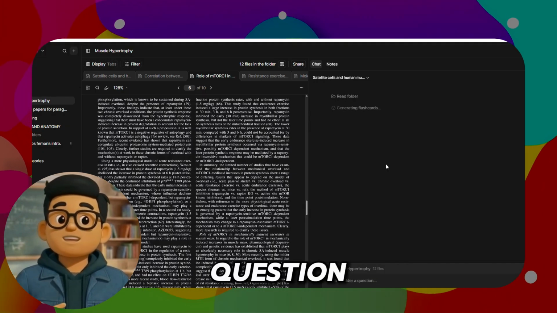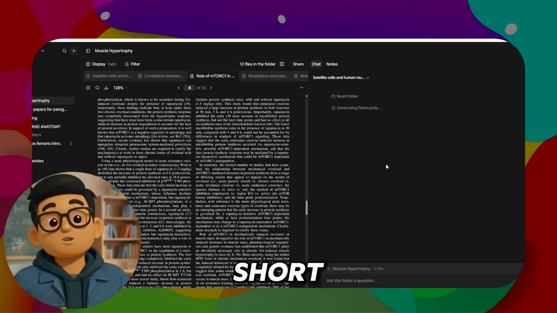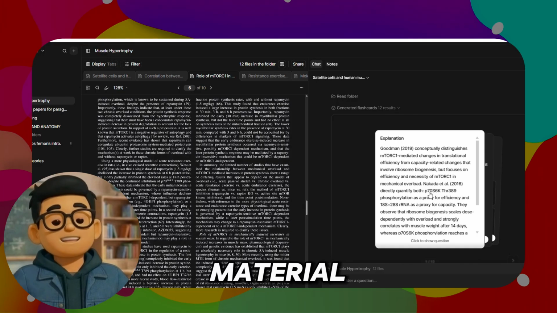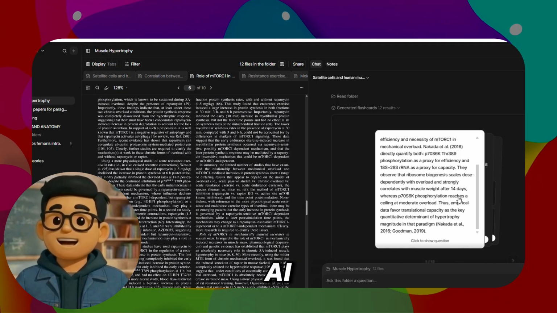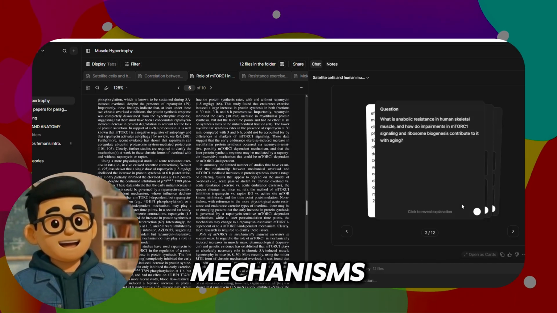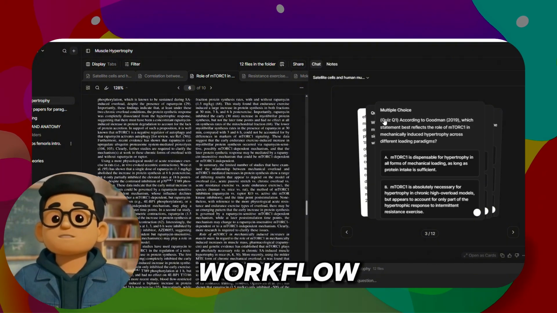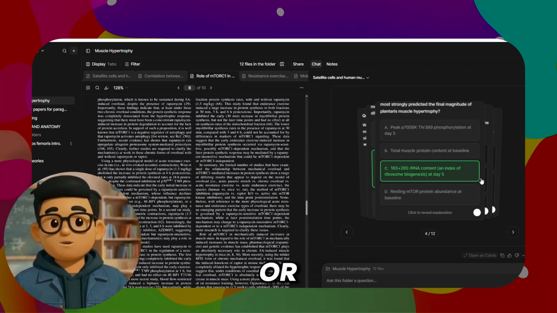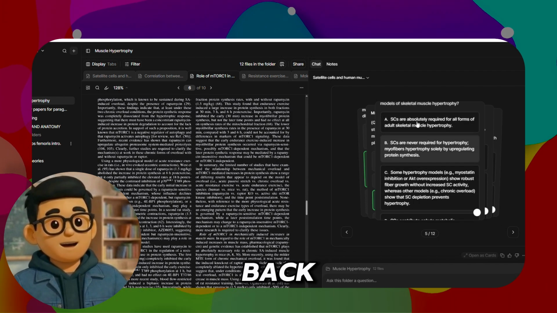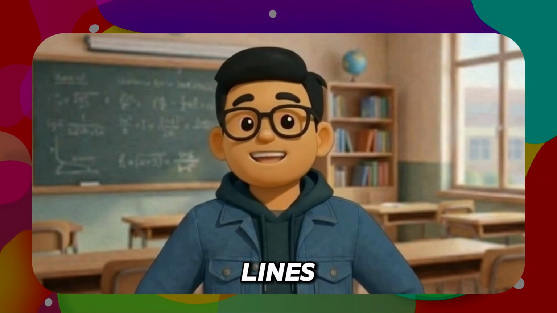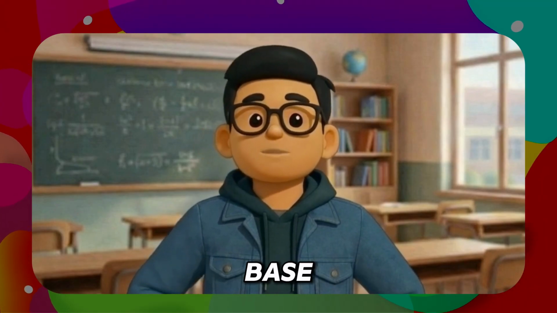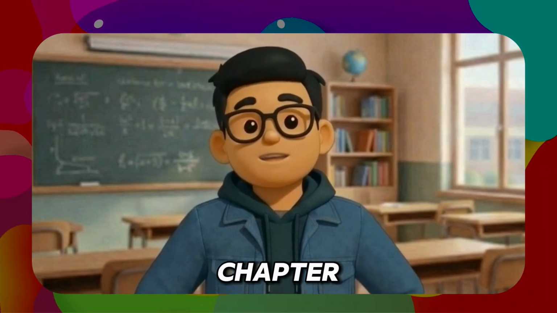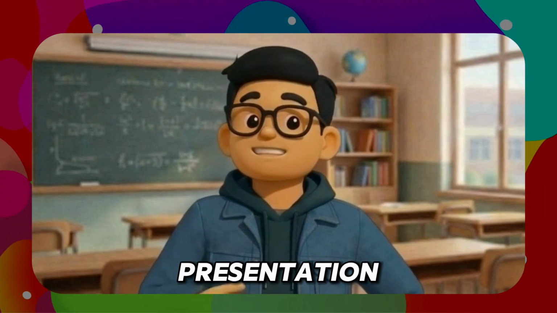Instantly, I get a set of question-answer cards I can review, plus a short quiz I can take tomorrow to see what actually stuck. This is not just study material. It is also a way to check whether the AI has been consistent in how it talks about mechanisms and evidence across the whole workflow. If something in the quiz contradicts what I saw earlier in the evidence map or the summaries, that is a sign to go back and double-check. If everything lines up, I know I've built not only a literature base and a paragraph, but also a mental model I can carry into my next chapter, my next grant, or my next presentation.